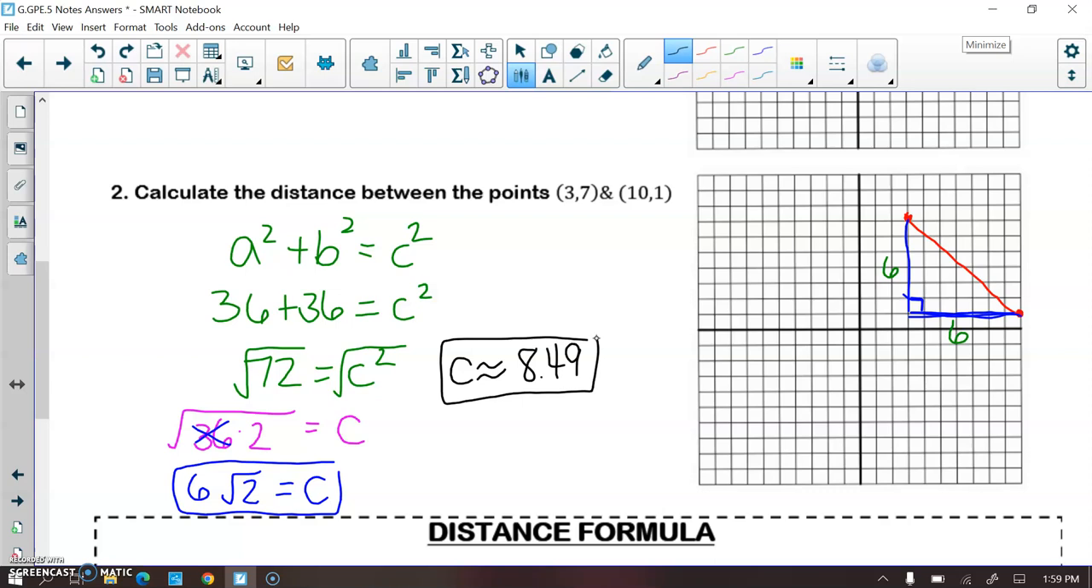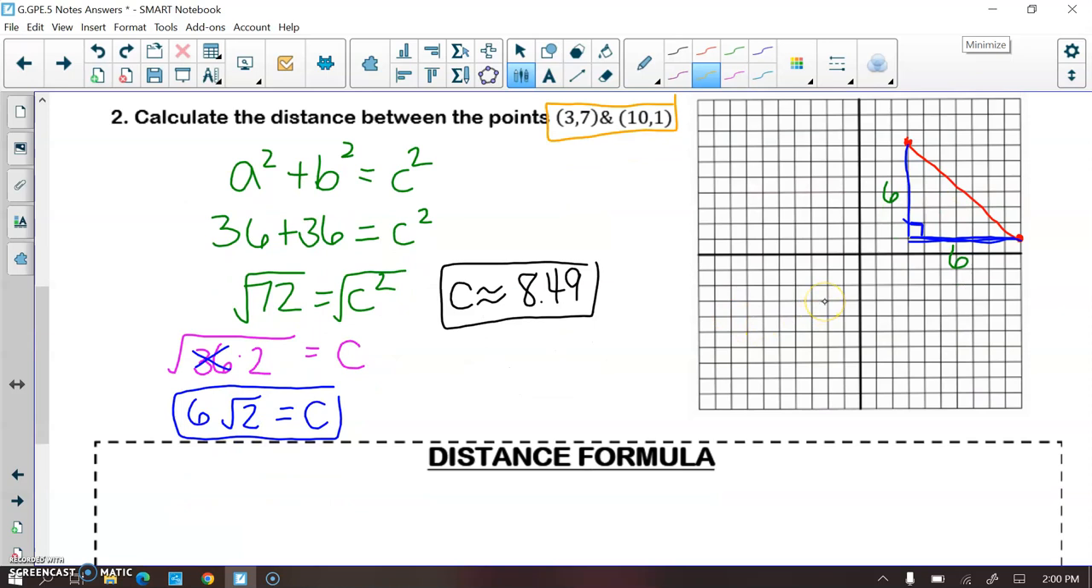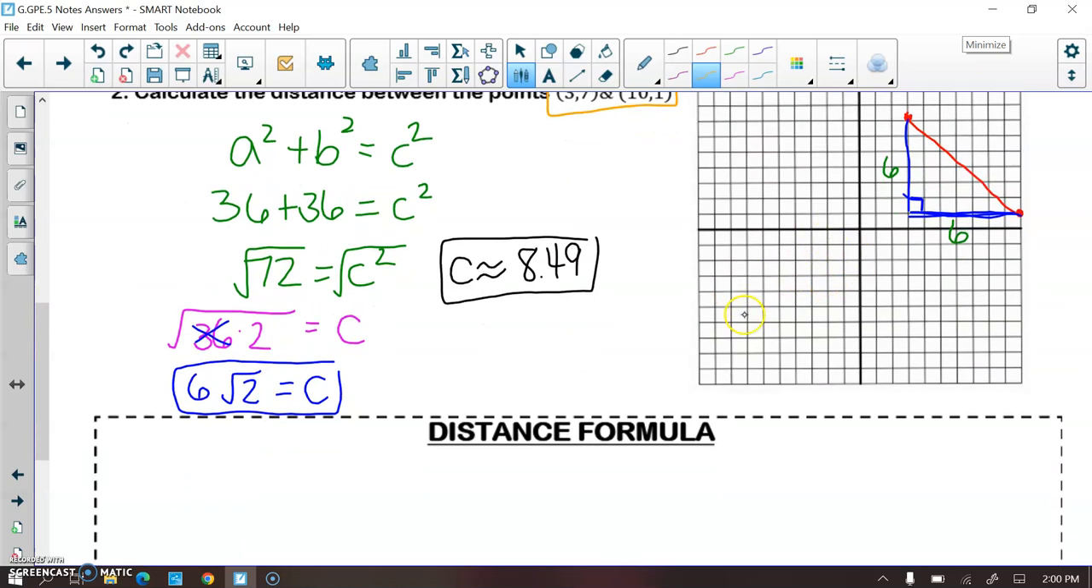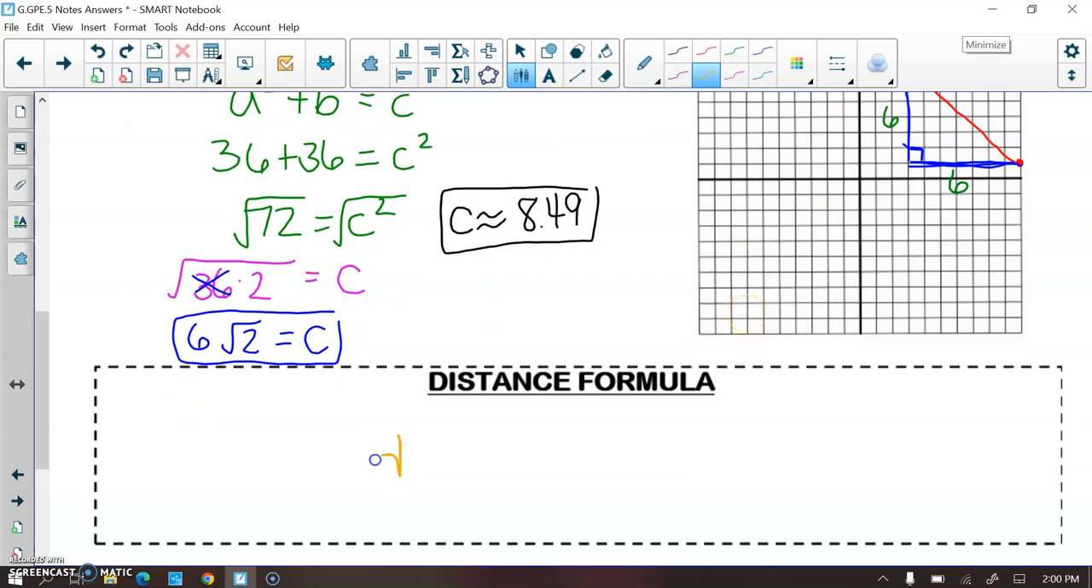Okay, but this is not the only way that we can find the distance between 2 points. In fact, there is a way that we can do it just by having these 2 points here and not using the Pythagorean theorem, and that's called the distance formula. The distance formula is something you are going to need to use and know. And so D stands for distance. And the distance formula is the square root of x2 minus x1 squared plus y2 minus y1 squared.